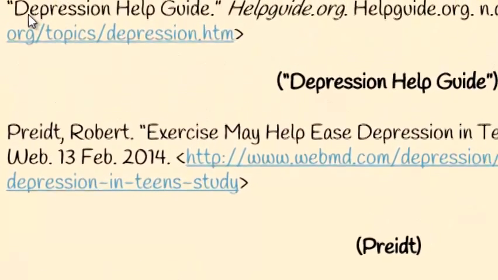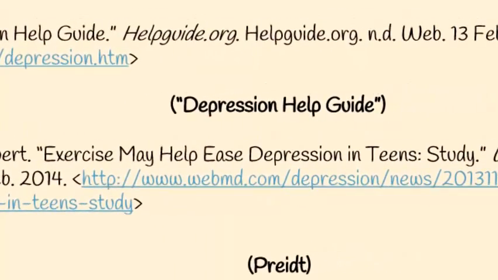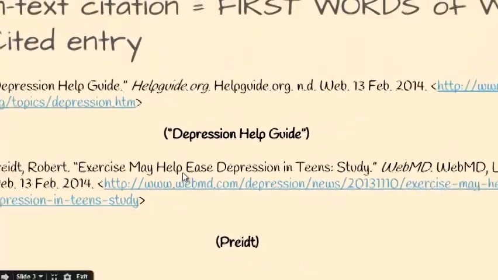If there's no author, you go to whatever is next. So this one would be, in quotes, Depression Help Guide. You usually only have to put about the first 3 words of the article title if it's a long article title. For example, if this source here didn't have an author listed, you would just put in quotes, Exercise May Help. You don't have to put the whole article title, just the first 3 words. Exercise May Help, in quotes, and then if you wanted to put ... to show that there's more to it, that's fine as well.